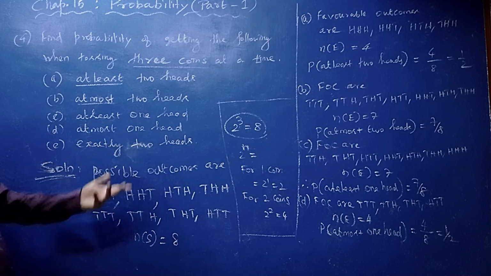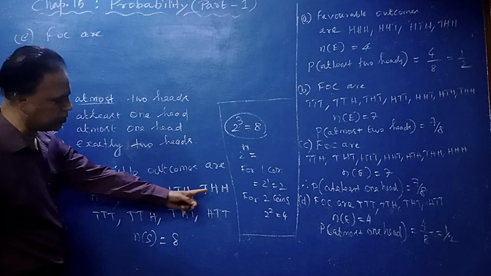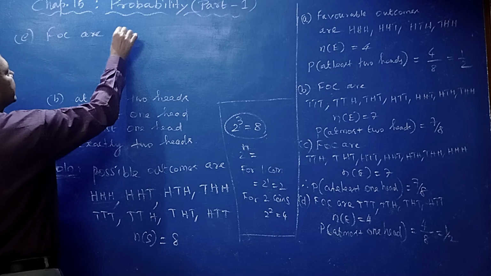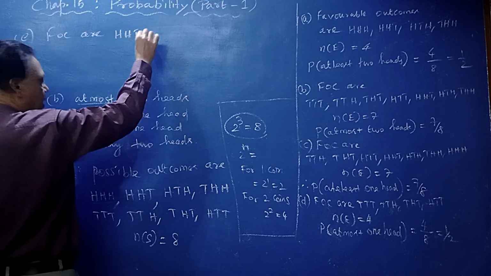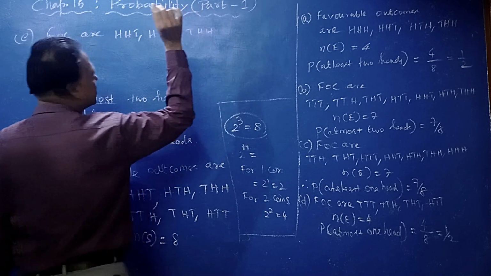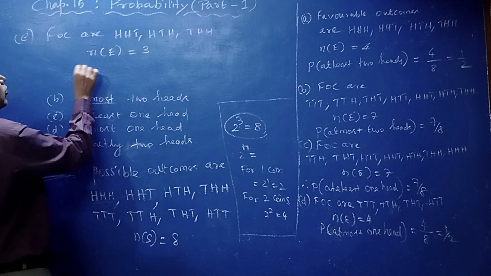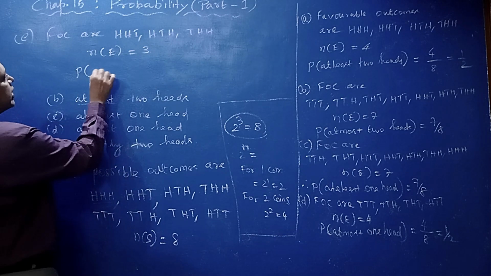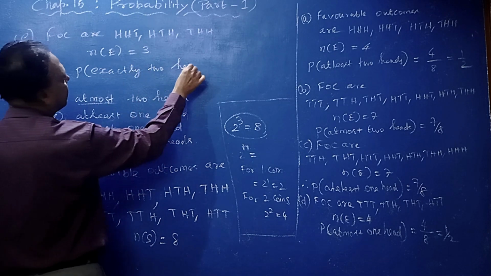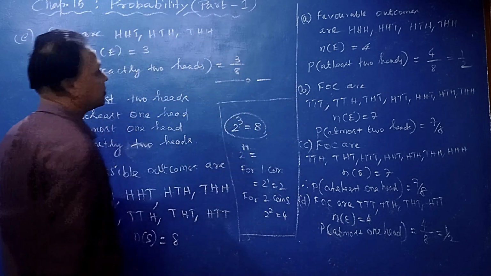So E is exactly two heads. Exactly two heads. One possibility, two possibility, then third. Okay, only two heads you have to take. Exactly means that. HHT, HTH, THH. That's all. Clear? Therefore, the number of favorable outcomes n of E is 3. Therefore, probability of exactly two heads is equal to 3 by 8.